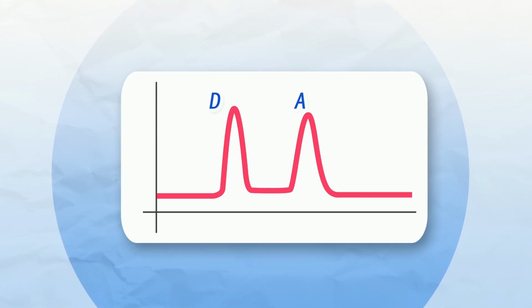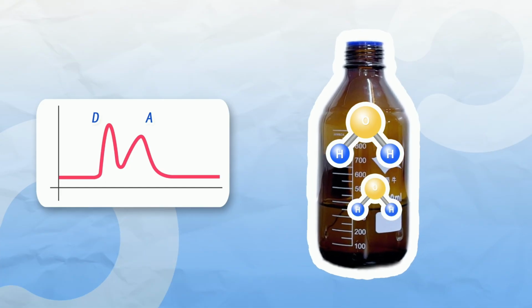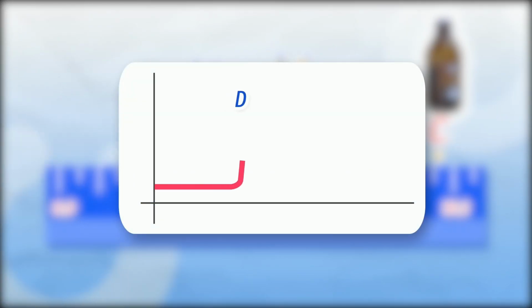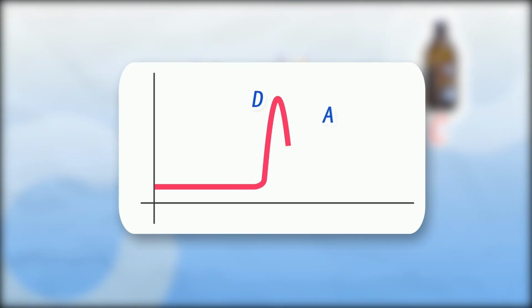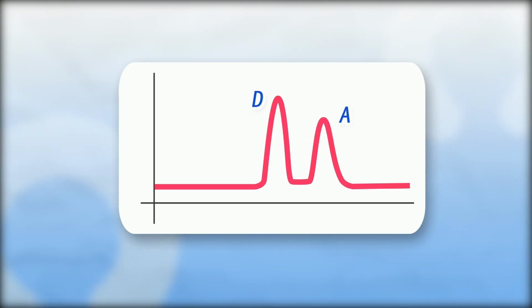If the resolution between compound A and D is insufficient, increasing the proportion of water in the mobile phase enhances its polarity. This slows down the elution of both compounds, extending the overall separation time and increasing the retention time difference between them, ultimately achieving better separation.